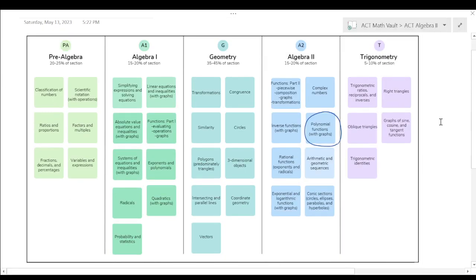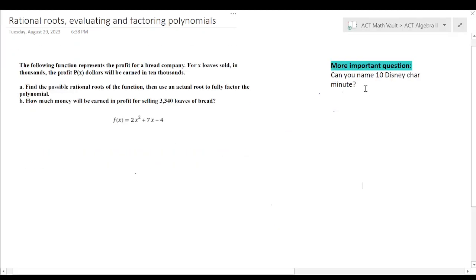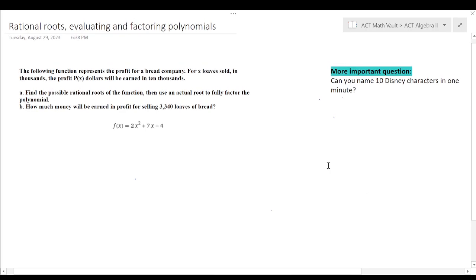So on the math section, Algebra 2 will have something related to polynomials. This is finding roots or factors of them and also evaluating them. You could see graphs potentially, you could have graph related questions. But this one problem knocks out a few different standards related to polynomials, which is nice. So let's just dive in.